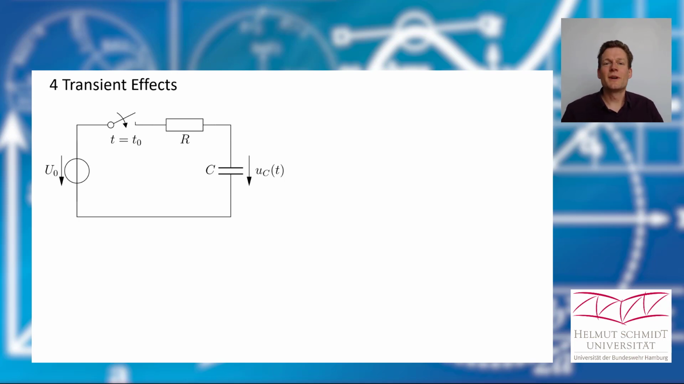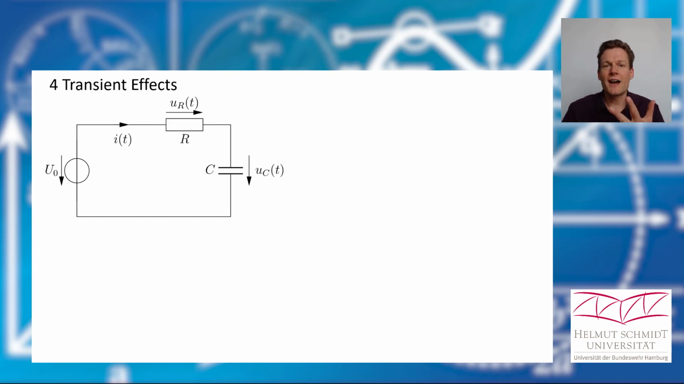Okay, let's start. We have our circuit here. There is an uncharged capacitor and a resistor and a DC voltage source. At the moment t equals t0, we close this switch. Okay, and now we have a system and we have three unknown variables. We don't know the current, we don't know the voltage drop at the resistor, and we don't know the voltage drop at the capacitor either.